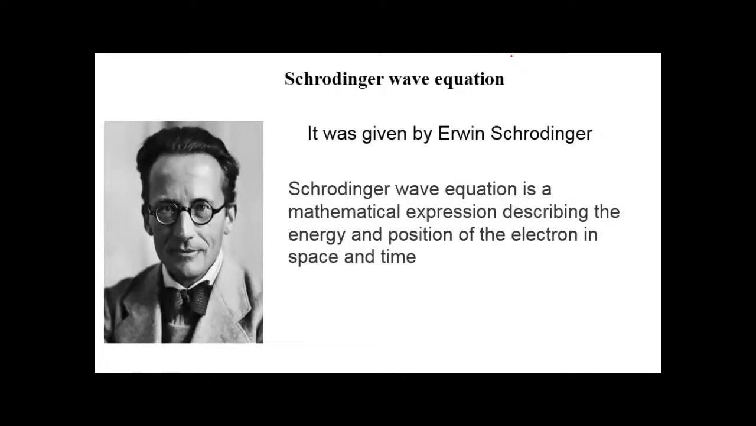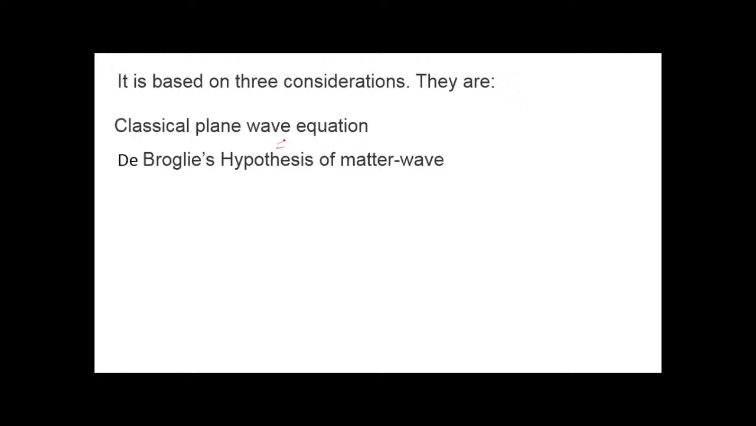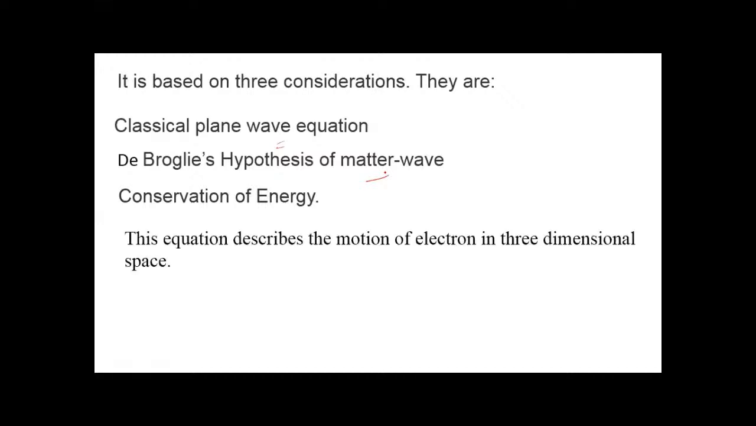Schrodinger wave equation is a mathematical expression describing the energy and position of the electron in space and time. It is based on three considerations. They are as follows. First, the classical plane wave equation. Second, de Broglie's hypothesis of matter wave. And third is conservation of energy. This equation describes the motion of an electron in three-dimensional space.